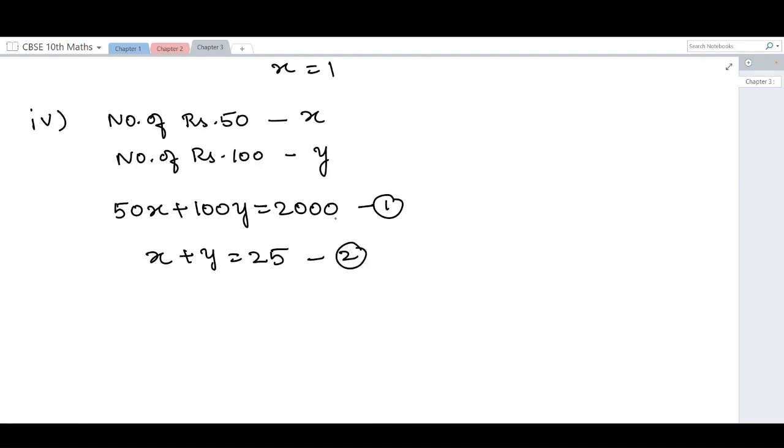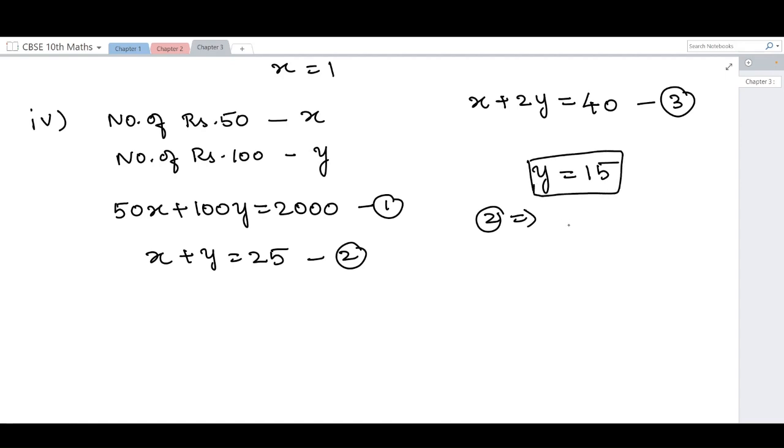If you divide the first equation by 50, you will get x plus 2y equal to 40. Fine. So let us take this as equation number 3. Now if you subtract the second equation from the third equation, you will get y equal to 15. If you substitute this y value in the second equation, you will get x equal to 25 minus 15 equal to 10. So thus we have determined the x and y values. The number of 50 rupee notes will be 10 and 100 rupee notes will be 15. Right?